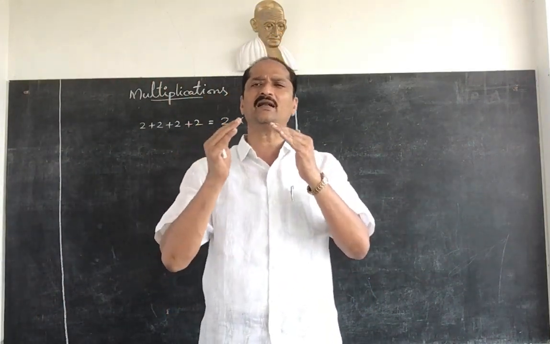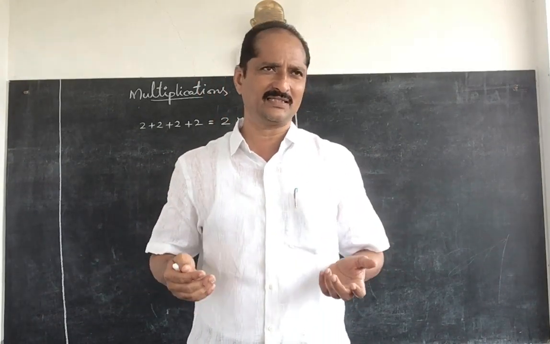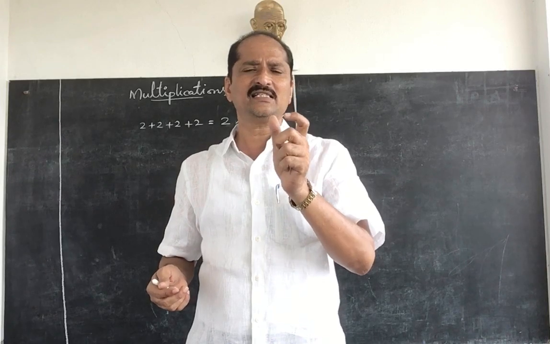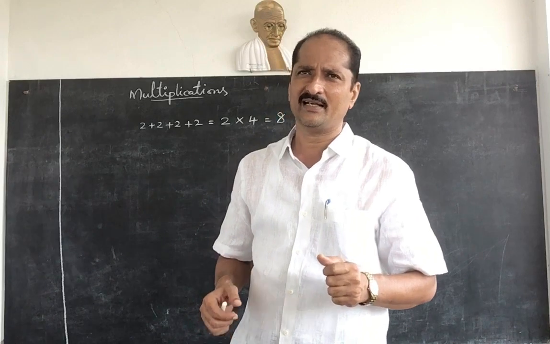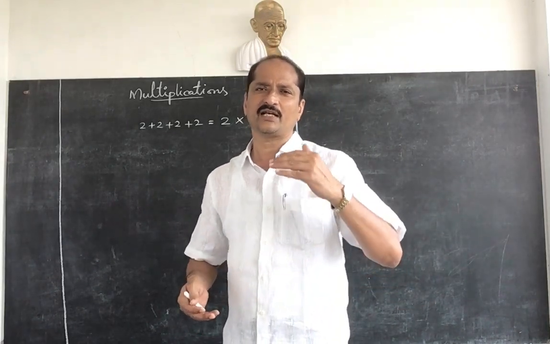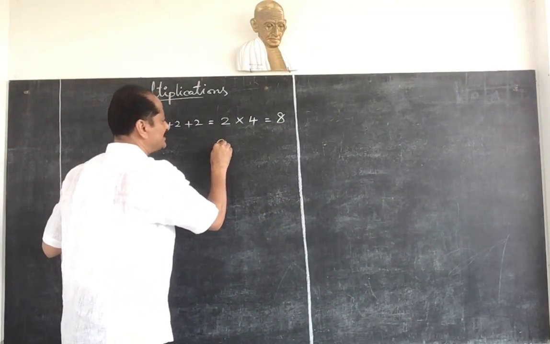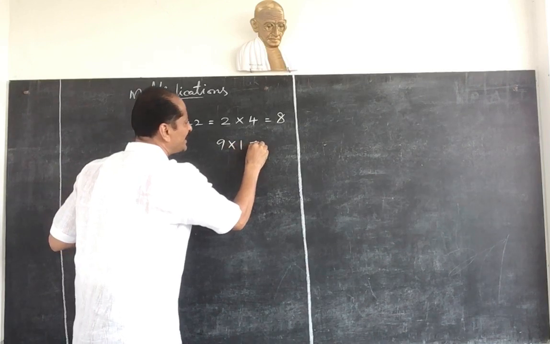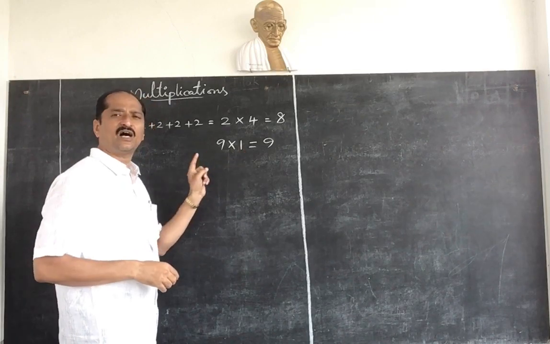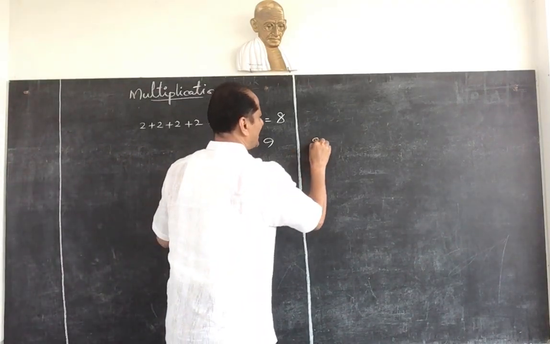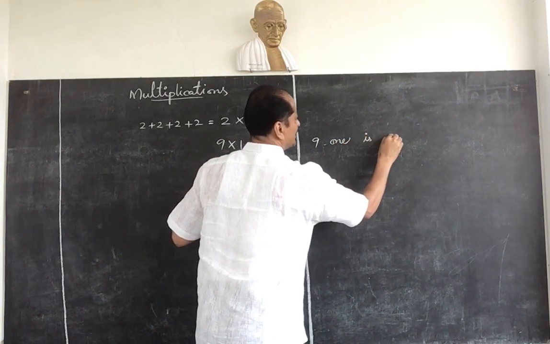Now we will see how to learn the multiplication tables and how to read them. Here I will tell you about the ninth table, so that you can read it easily and also in reverse. For example, 9 1 is 9. So how can you write this? How can you read this? 9 1 is 9.